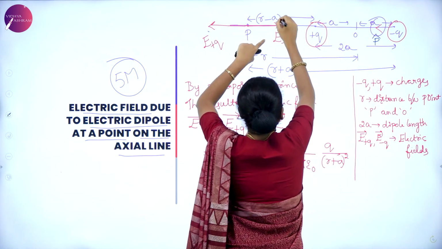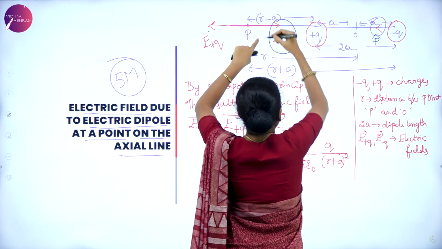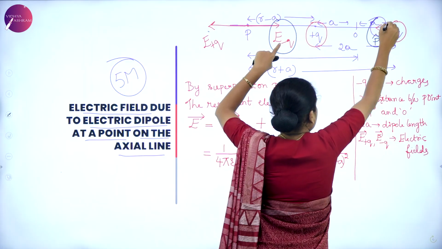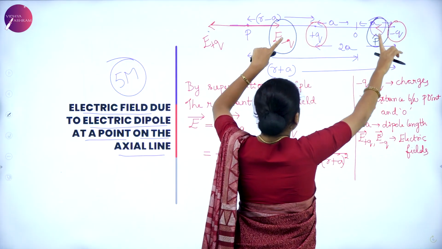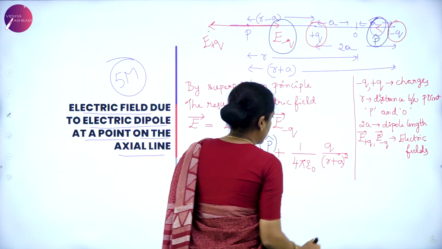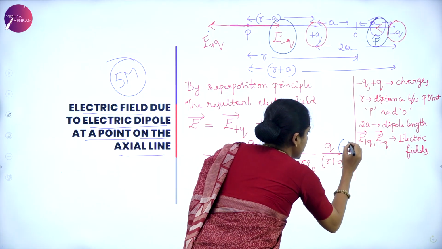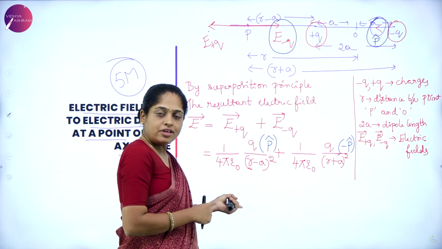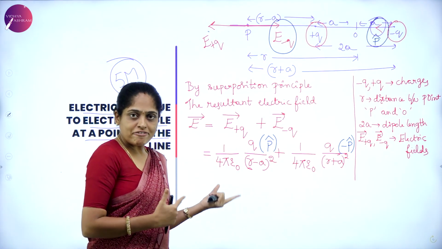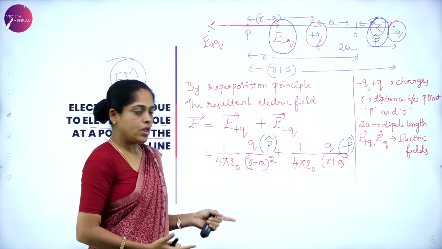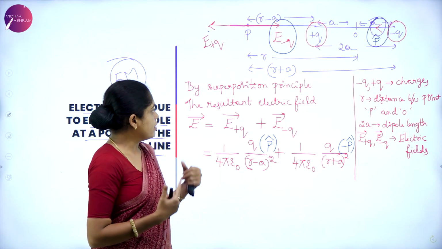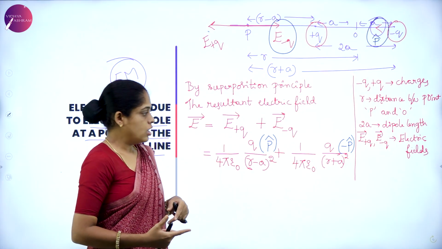Same way, look at the direction of electric field due to minus Q. Compare that with the P cap direction. Both are in opposite direction. Therefore, minus P cap. Now we have represented in vector form. In the next step, let us simplify this to get the resultant electric field.